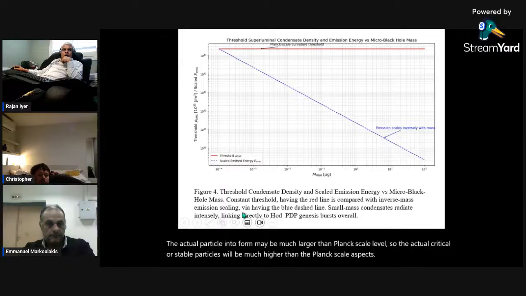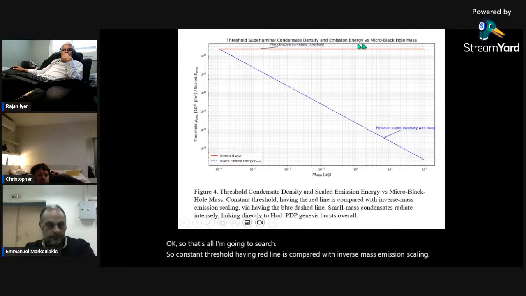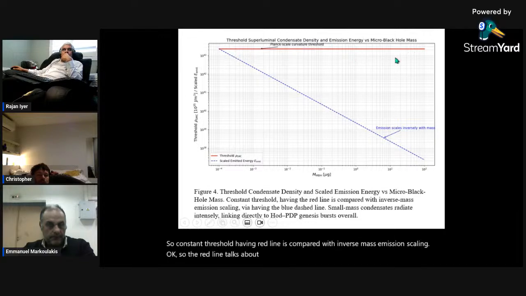Okay, so that's ongoing research. So constant threshold, the red line, is compared with inverse mass emission scaling. The red line marks the threshold above which only you can have particles. We have the blue dashed line, small mass. So the masses are formed like that.